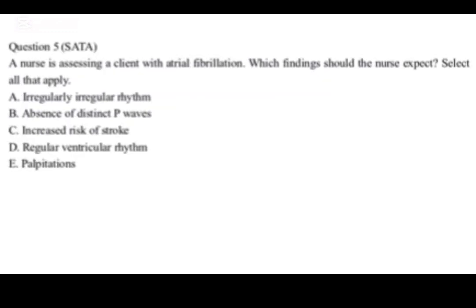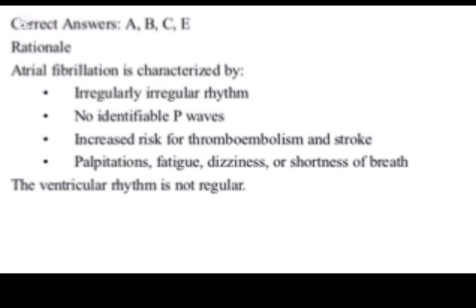Question 5, SATA. A nurse is assessing a client with atrial fibrillation. Which findings should the nurse expect? Select all that apply. A. Irregular rhythm. B. Absence of distinct P waves. C. Increased risk of stroke. D. Regular ventricular rhythm. E. Palpitations. Correct answers, A, B, C, E.